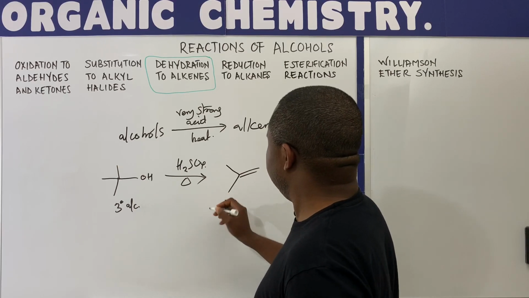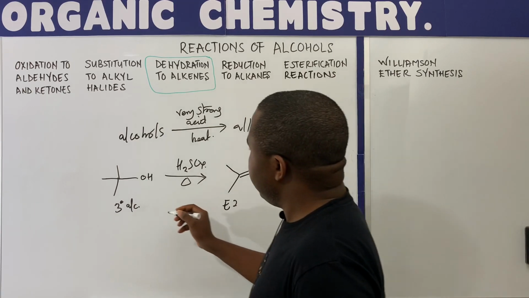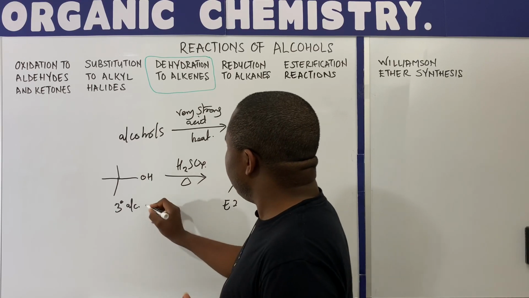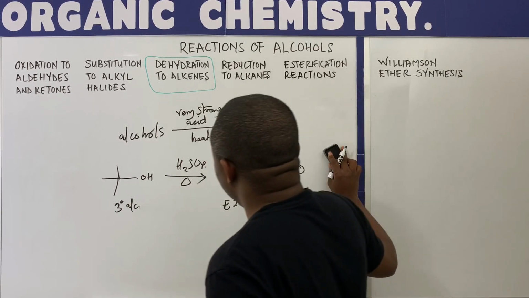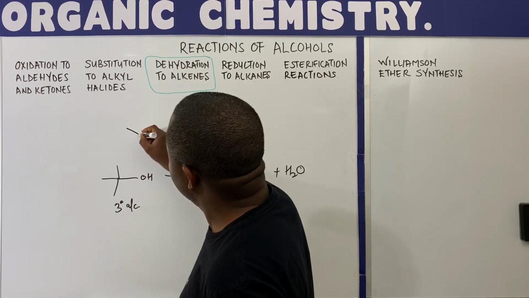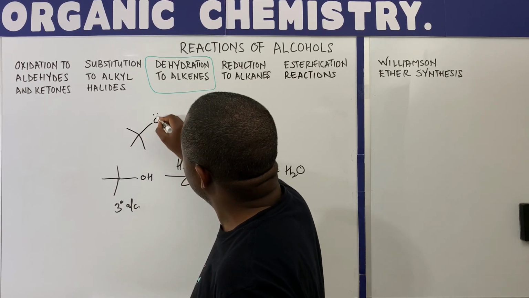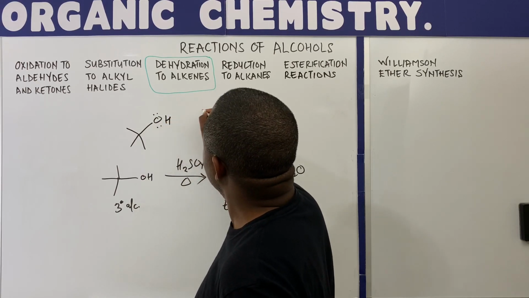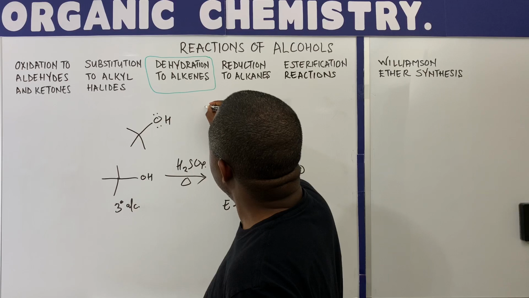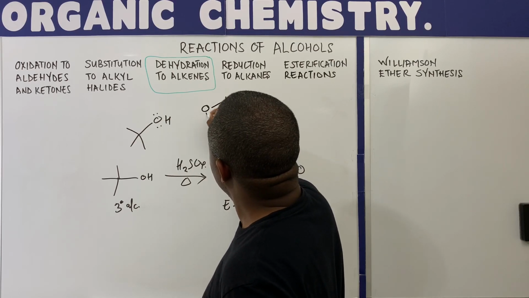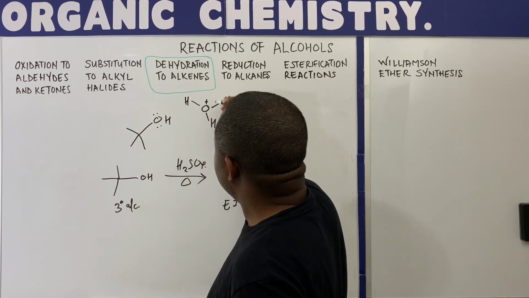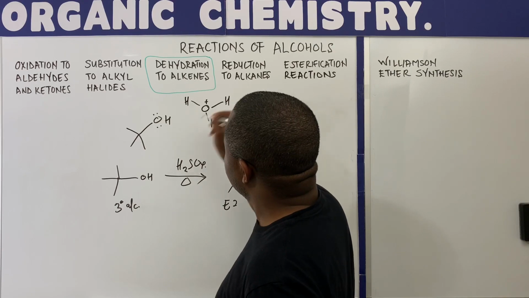It's an elimination reaction. It's dehydration to alkenes basically, but it happens through E2 elimination. So the mechanism of this would be something like this. We have the tertiary alcohol in the presence of, let's say, a strong acid, so we'll denote the strong acid with this, basically a protonated water, used to denote strong acid in this case.